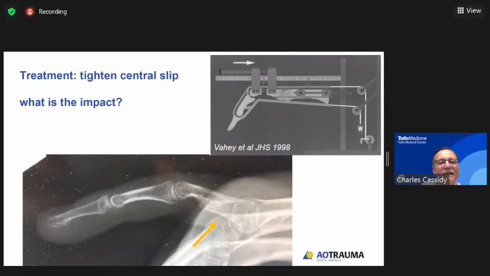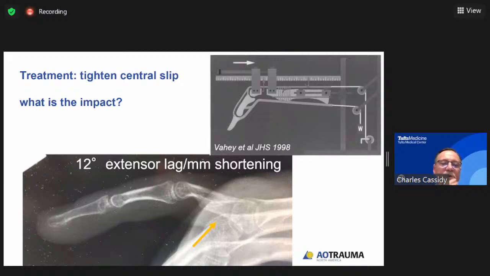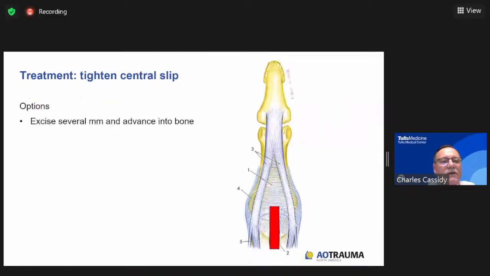What about just tightening the central slip? What's the impact? Well, there's really no literature, and so this is as close as I could come. This elegant study that we all know from 1998, where they looked at both shortening and angulation, found a 12-degree extensor lag for every millimeter of shortening of the proximal phalanx. So you can translate that into what would happen if I tighten up the central slip a millimeter or 2 or 3, and you're going to get something somewhat similar, although it may stretch out.